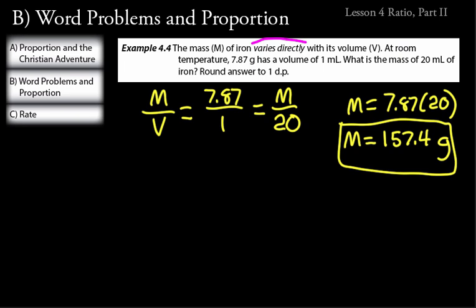So varies directly. That means as one thing increases, the other increases. Is that what happened here? Check your work. Just make sure it makes sense. 1 increased to 20. So 7.87 should increase to 157.4. It did increase. As one thing went up, so did the other.